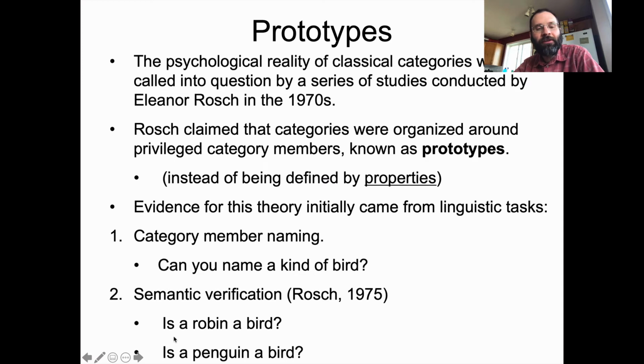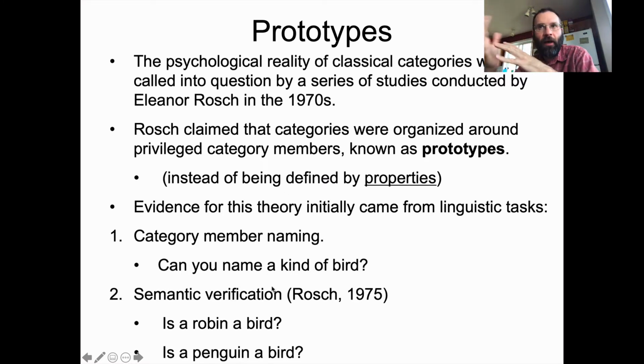So a robin is kind of really in the wheelhouse of what we normally think a bird is. So it's easy for us to say, yeah, that's true. When we say, is a penguin a bird? We're like, okay, sure. It doesn't fly, and it lives in Antarctica. But other than that, sure, like taxonomically, it is a bird. So, all right, it is easier to do this. You can do it more quickly when you're dealing with like a prototype bird than when you're dealing with a non-prototype bird or a bird that's sort of on the periphery of the category.